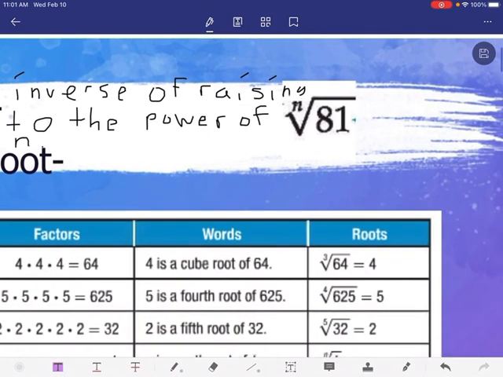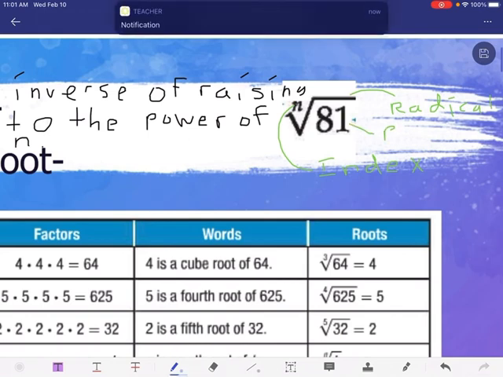So looking over here, the little n inside is called our index. The root is called our radical. And whatever's on the inside is called our radicand. This would be the nth root of 81.